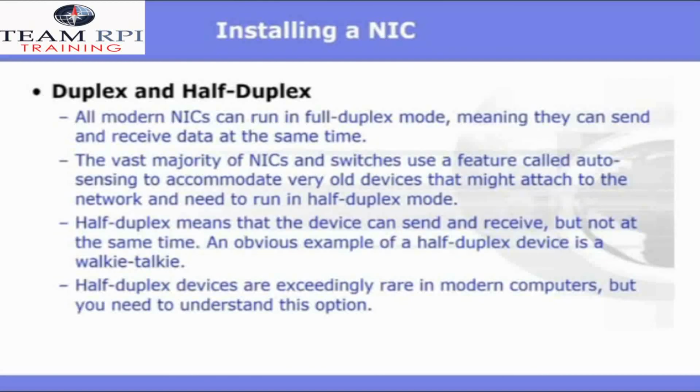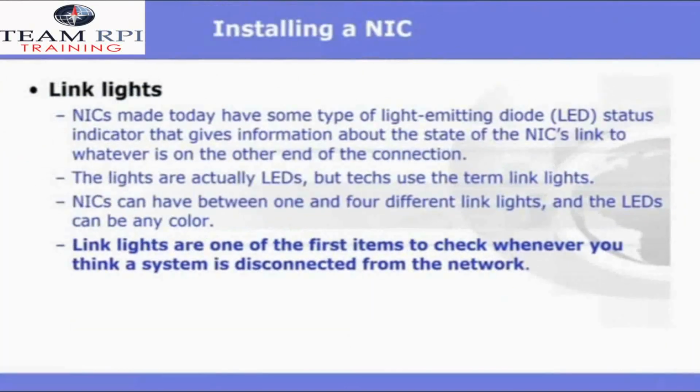All modern NICs can run in what is identified as full duplex mode. That means they can send and receive data at the same time. The vast majority of NICs and switches use a feature called auto-sensing to accommodate for very old devices that may be operating in half duplex. Half duplex simply means that the device can only send or receive and can't do both at the same time. Half-duplex devices are exceedingly rare these days, but you do need to understand this option.